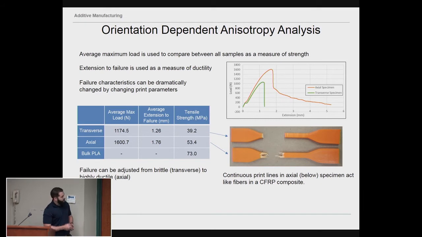And you can see the actual strengths here. The axial compares a lot closer to the bulk PLA. But the transverse is a lot weaker, just because you're fighting the interface properties, where the interface doesn't quite bond perfectly.